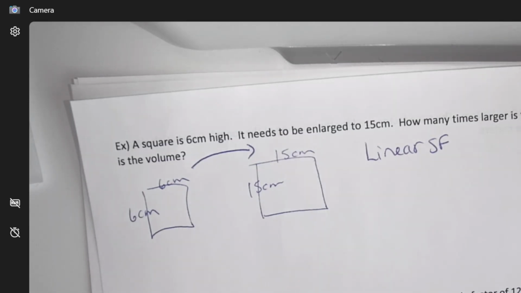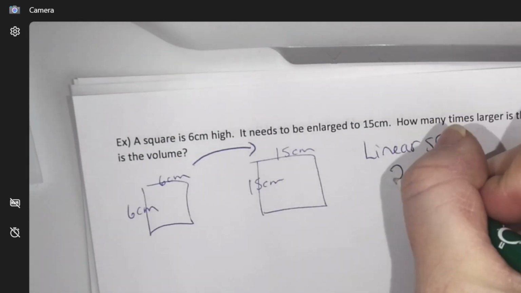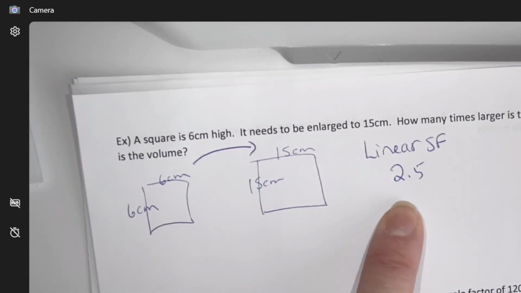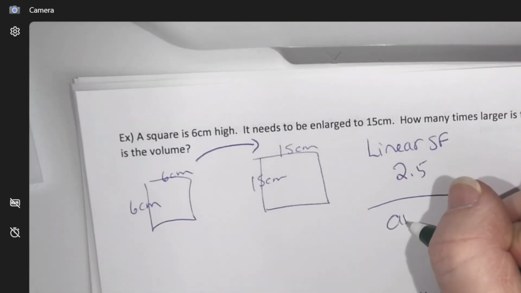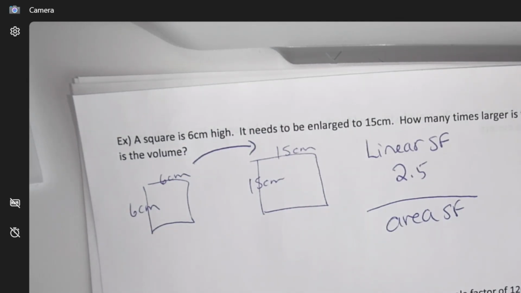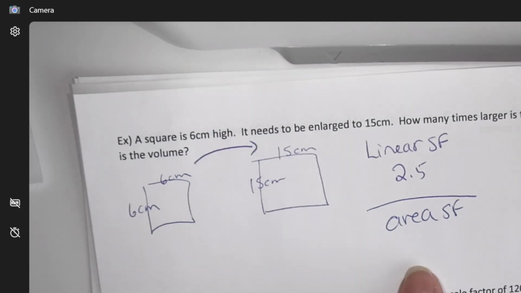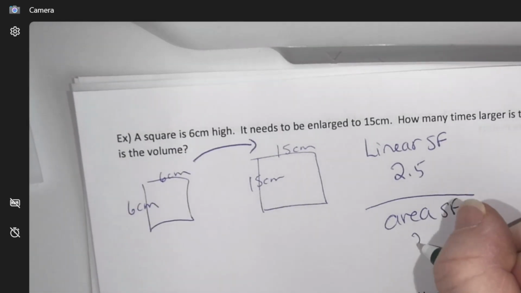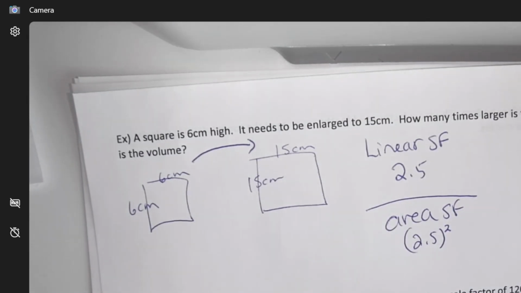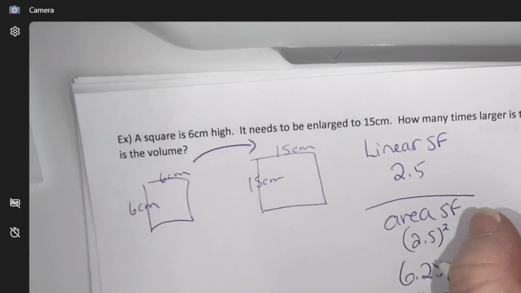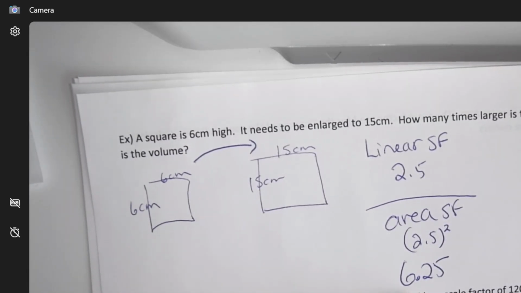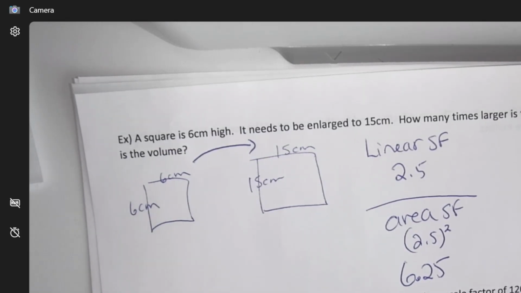Did you get that it's 2.5 times bigger? So I did 15 divided by 6. So the sides are 2.5 times bigger. So tell me, how much bigger is the area going to be? So what am I going to do? What do you do for area? You square it. So this area is going to end up being 6.25 times more.